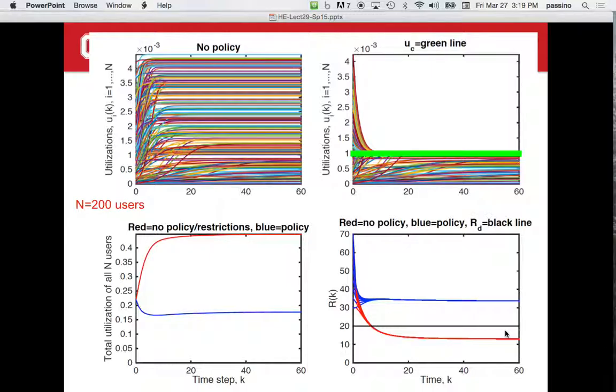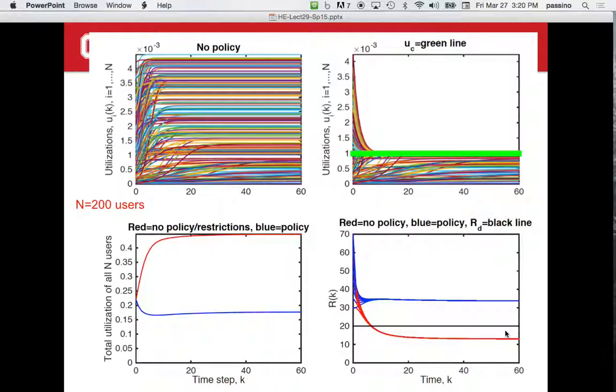Then we talked about these in the various cases and talked about having the policy versus not having the policy. So blue corresponds to having this policy. Red corresponds to having no policy. That's this guy. So this is the red case corresponding to the blue case. Well, the red case causes a tragedy. The blue case does not. Why? Because we reduced all these guys' utilization. Okay? So that's where we were.